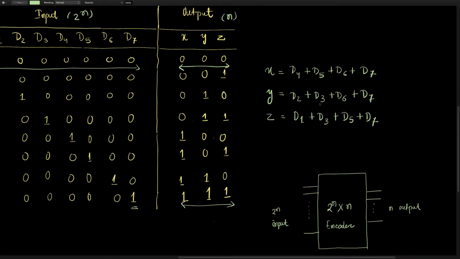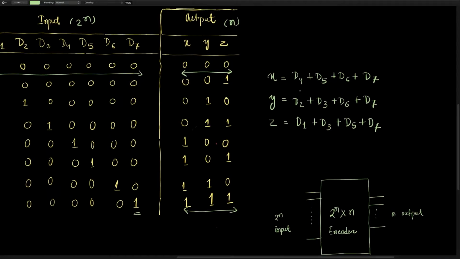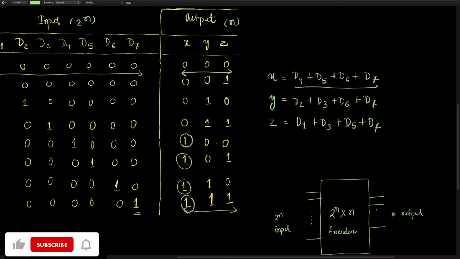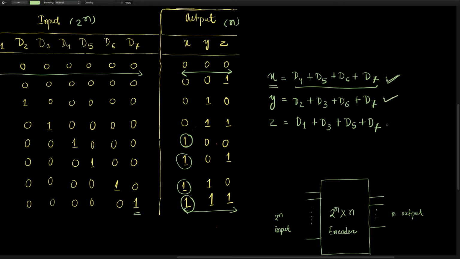Now how do we define all these x, y, z? You just have to add your respective inputs, just as you do when finding a function. For x, you look at D4, D5, D6 and D7. For whichever input your output is defined, you just add them together and you will find the respective function for that. So this is the defined procedure for finding the output expression of an encoder.